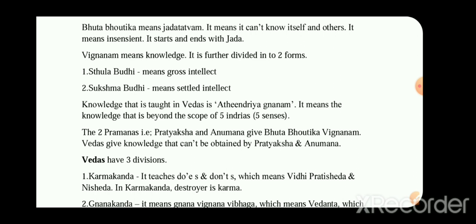And this Vijnanam means it's a knowledge which is having two forms, Sthula Buddhi and Sukshma Buddhi. I already discussed about gross and subtle bodies, right? So here Sthula Buddhi is nothing but a gross intellect, and Sukshma Buddhi is called as a subtle intellect.